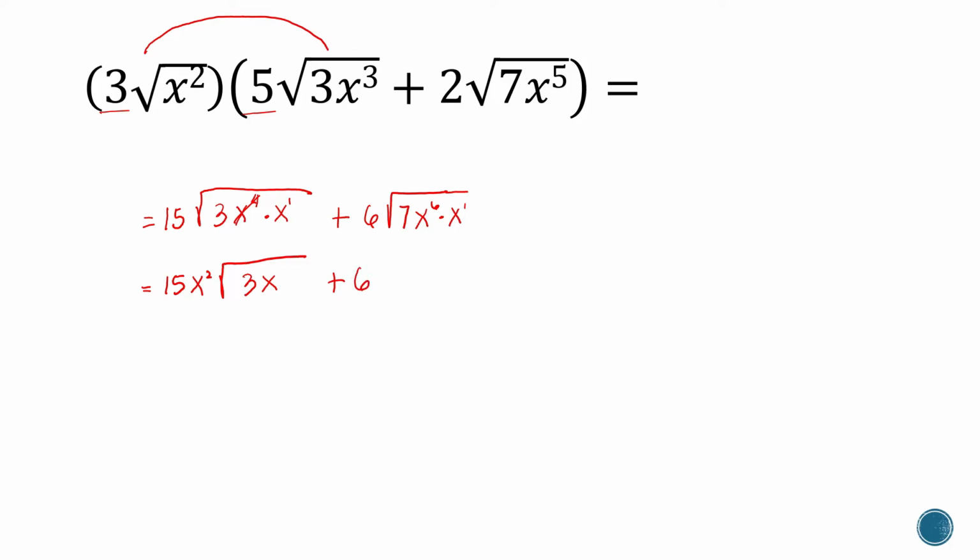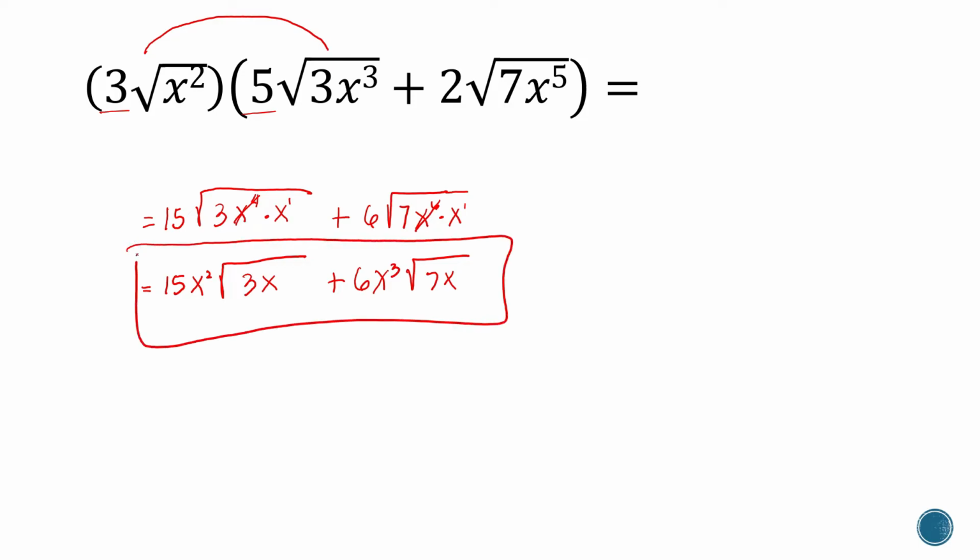X raised to 6, square root of that, you divide that 6 by 2. That's x raised to 3 square root of 7x. Now we cannot combine the two because although the indices are the same, the radicands are not. One is 3x and the other one is 7x. So which means that this is the answer. By the way, we distribute that also. I just forgot the radical there.